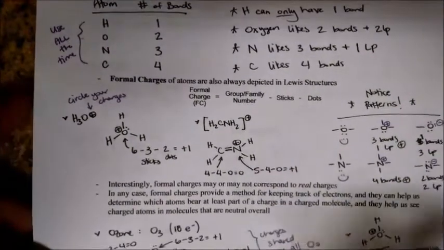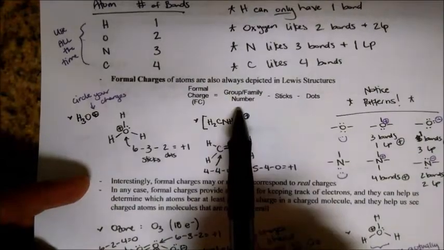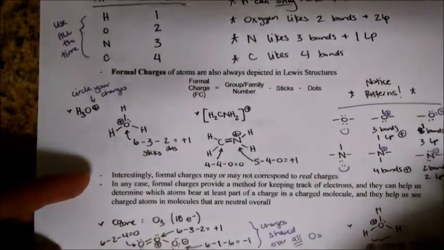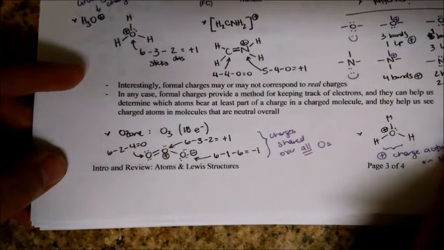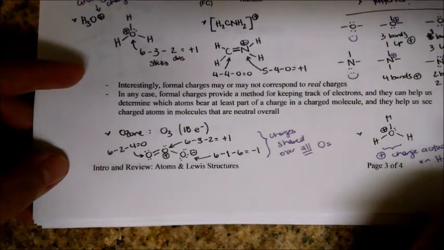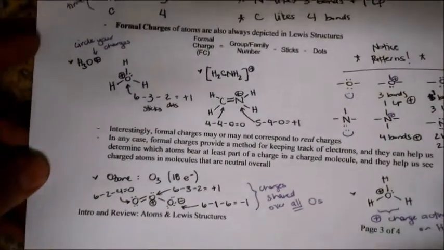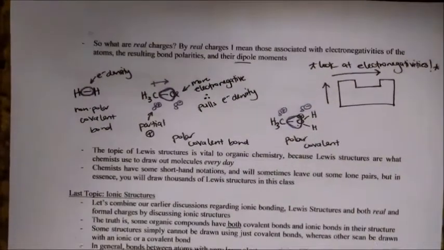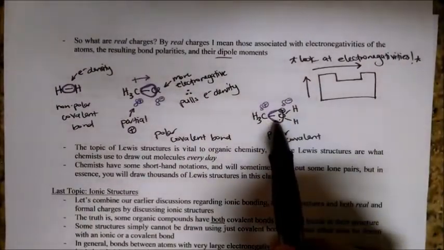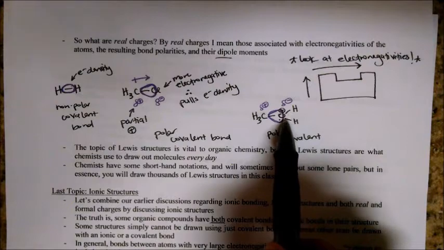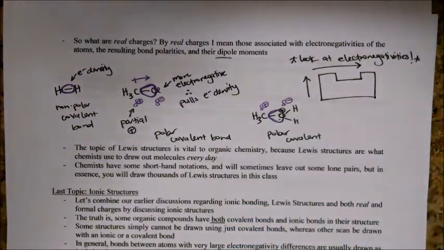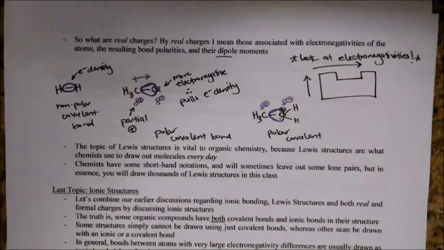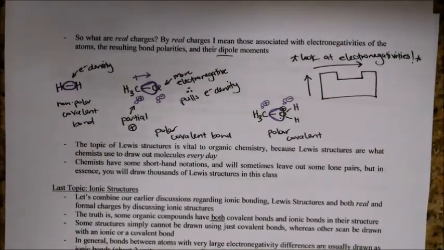Okay, we went over formal charge in terms of how it's group family minus sticks minus dots. We went over how formal charges don't always portray the actual charges that reside in the molecule. So for instance, we talked about how in this molecule here, the oxygen has a formal plus charge. However, it actually carries most of the electron density. It's actually partially negative because of its electronegativity and the polarity of the molecule.